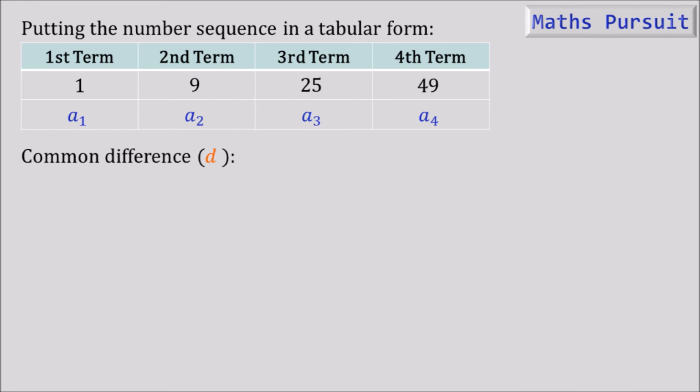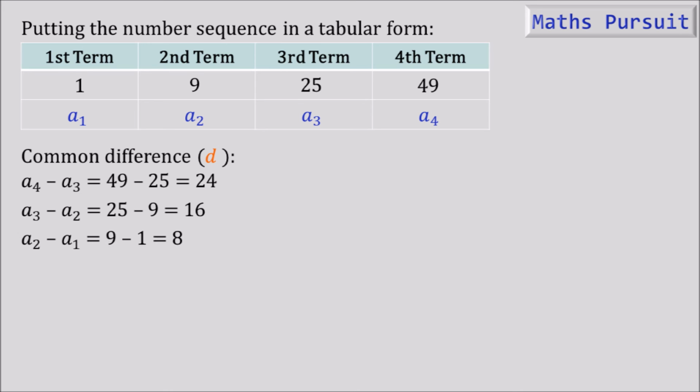Now we are going to find out the common difference D. So as usual, we are moving from the fourth term towards the first term. Now finding the difference between fourth term and third term, that is A4 minus A3 is equal to 49 minus 25, that is equal to 24. Similarly, the difference between third term and second term, that is A3 minus A2, is equal to 25 minus 9, that is equal to 16. And further finding the difference between second term and first term, that is A2 minus A1, is equal to 9 minus 1, that is equal to 8.